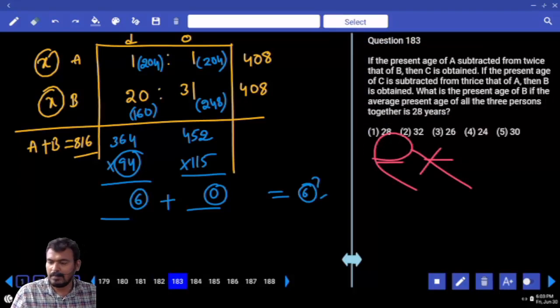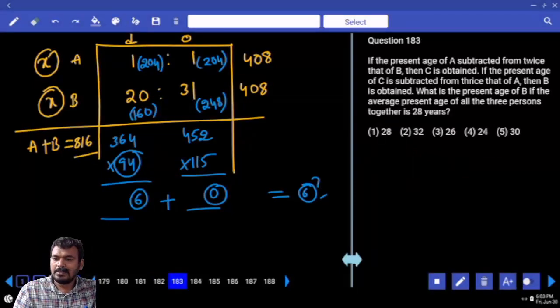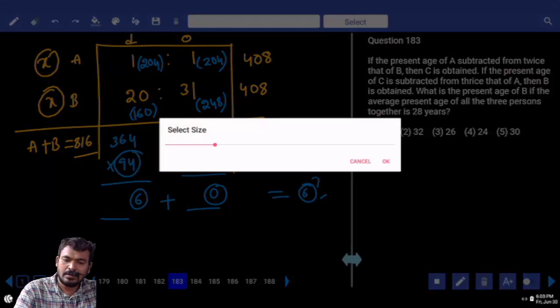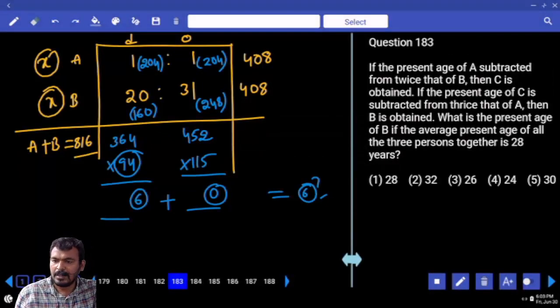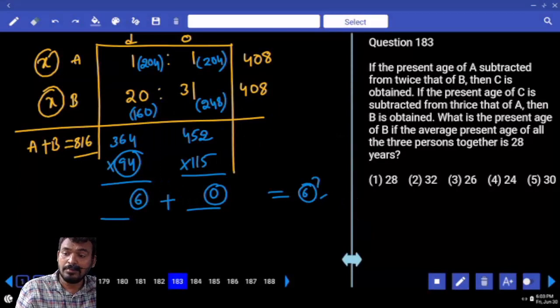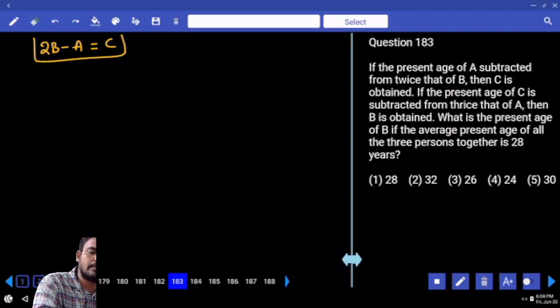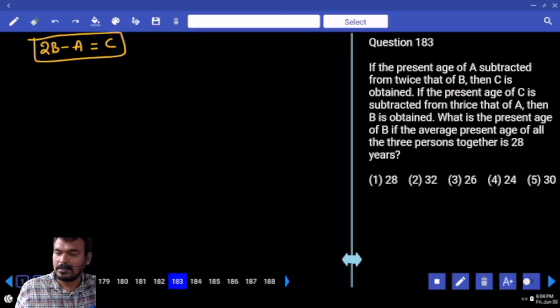Next question number 183. If the present age of A is subtracted from twice that of B, then C is obtained. Twice of B means we write 2B minus A, that is equal to C value. That is the first condition. What is the second one?